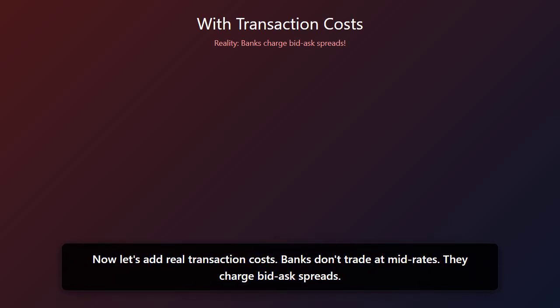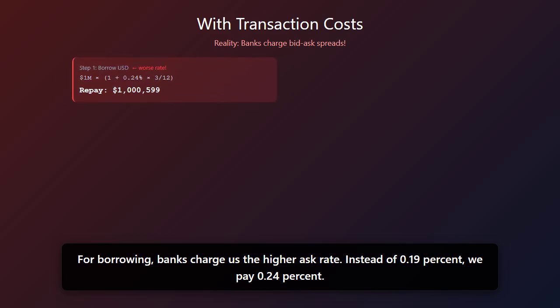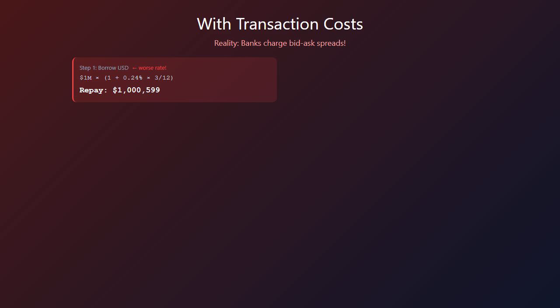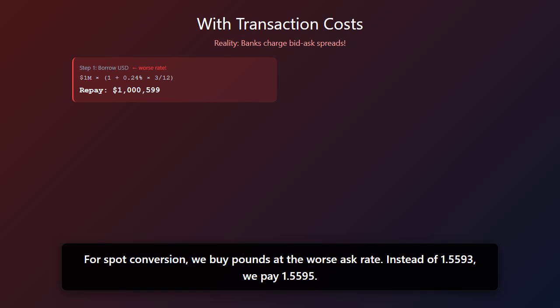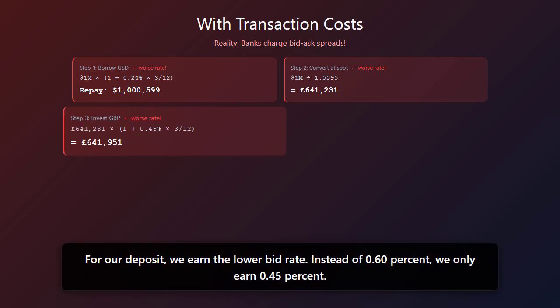Now let's add real transaction costs. Banks don't trade at mid-rates. They charge bid-ask spreads. For borrowing, banks charge us the higher ask rate. Instead of 0.19%, we pay 0.24%. For spot conversion, we buy pounds at the worst ask rate. Instead of 1.5593, we pay 1.5595. For our deposit, we earn the lower bid rate. Instead of 0.6%, we only earn 0.45%.